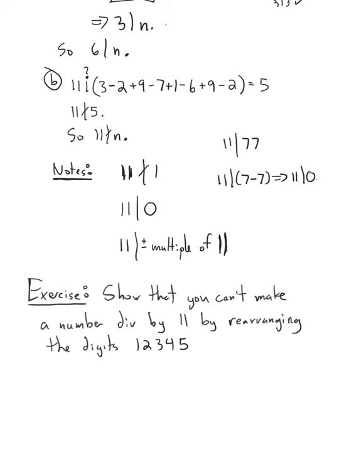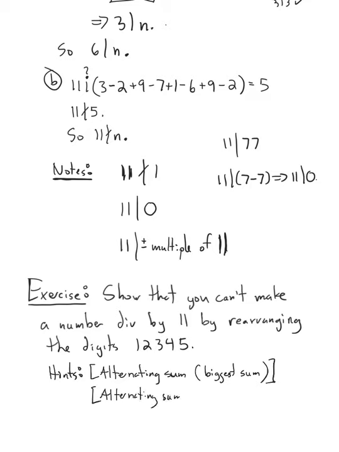It is kind of challenging to think about. I'll give you some hints. Remember, you have to have an alternating sum of the digits, which tells you if it's divisible by 11. Think about what the biggest sum you can get is. That's the first hint. The second hint is to think about whether the alternating sum is going to be odd or even. Those two hints should give you a good clue about how to show that you can never make a 5-digit number with just these digits, by rearranging them, that's divisible by 11.